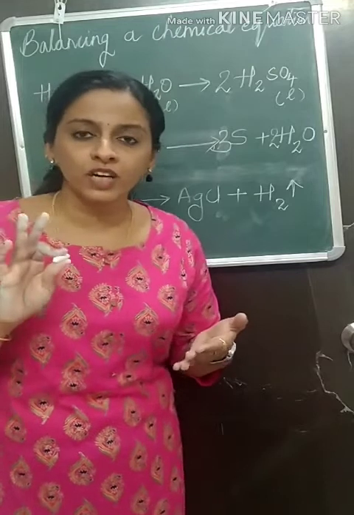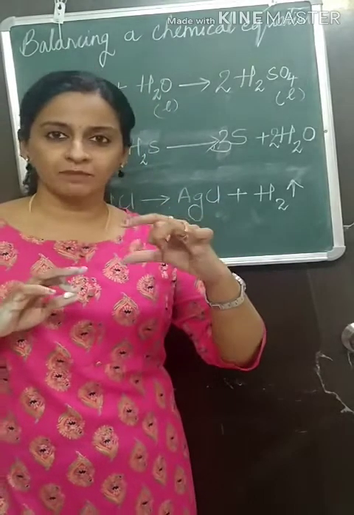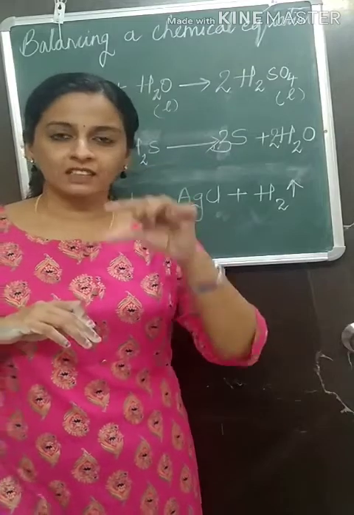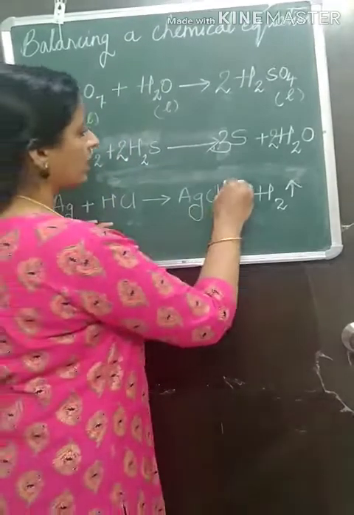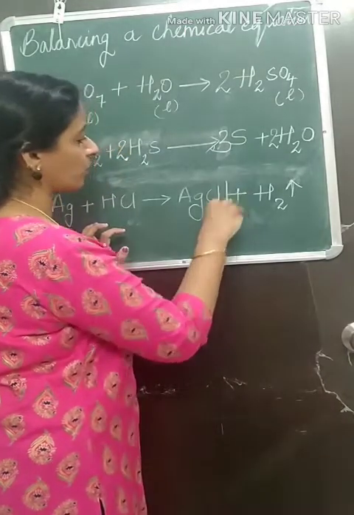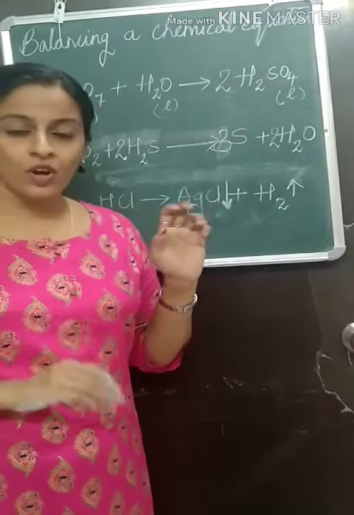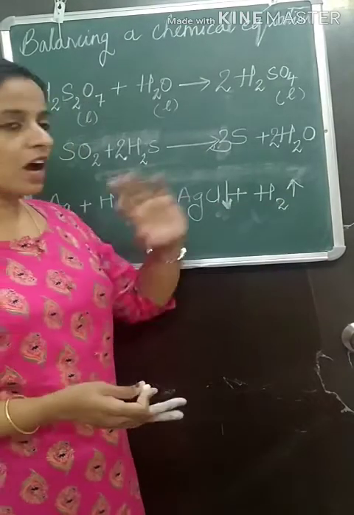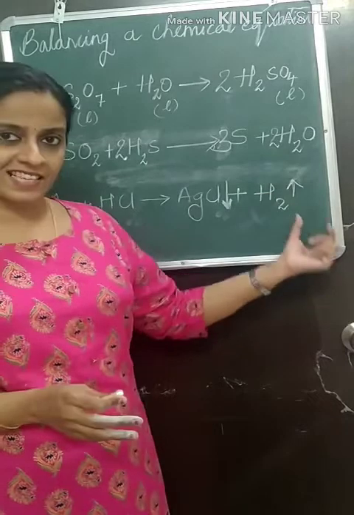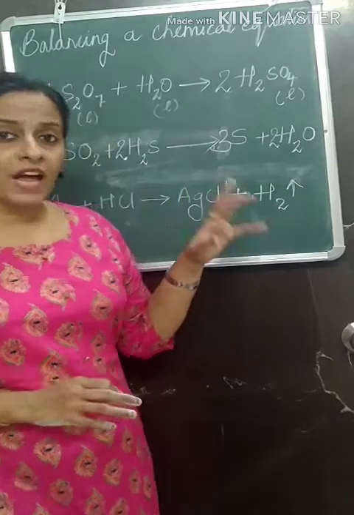giving blue color to the solution. Now here this will remain as curd, like precipitate, a thick substance. So for denoting that precipitate we use a downward arrow. Okay, for denoting precipitate we use a downward arrow. To denote gases we use an upward arrow. Hydrogen is a gas, so that upward arrow. Here precipitate. The question is to balance the equation.